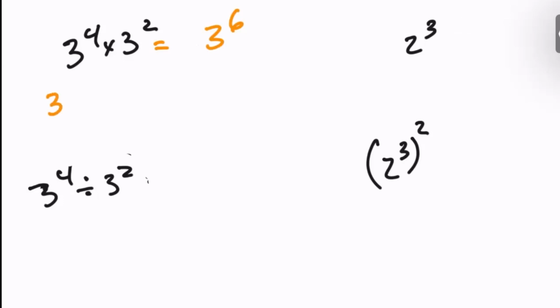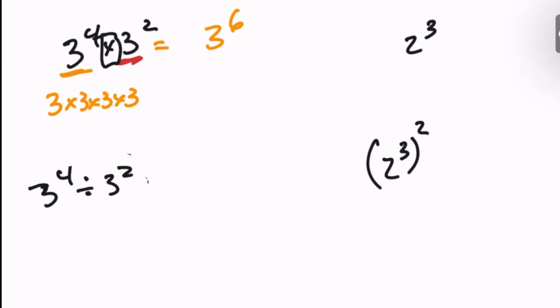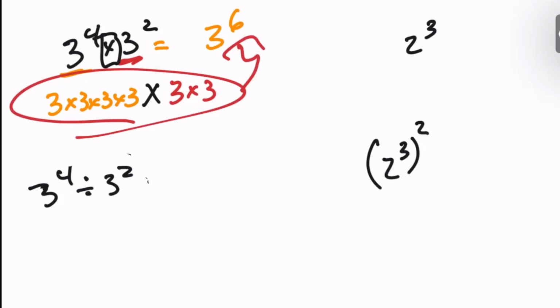So 3 times 3 times 3 times 3. We'll let this one be yellow, and then we'll have this one be red. And then, of course, black multiplication sign in the middle. So times, then red, 3 times 3, right? Because 3 to the 2nd power is 3 times itself. 3 to the 4th power is 4 3s all times themselves. And how many 3s is that altogether, guys? It's 6. 3 to the 6th power.